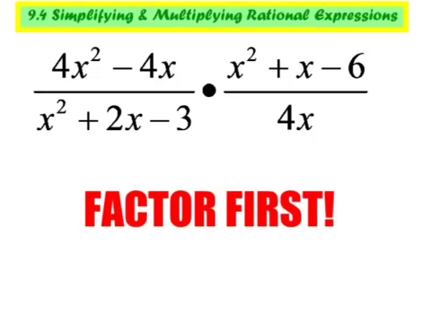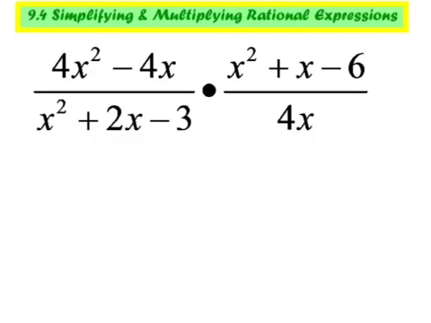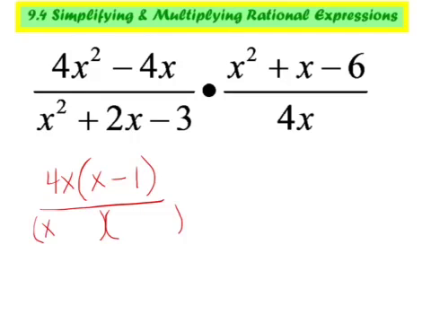So now let's see how this works when we have some expressions that need to be factored first. As always, we're going to factor everything first, and we might have up to 4 things to factor in a given problem. So let's see what this looks like when I factor. I'm going to want to look for things like greatest common factors. So for example, in the numerator of the first fraction, I can factor out a 4x, which leaves me with x minus 1. The denominator is a trinomial, so I'll factor it as x plus 3, x minus 1.